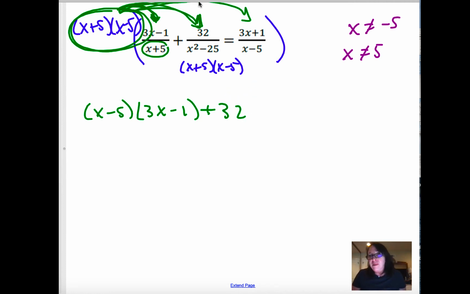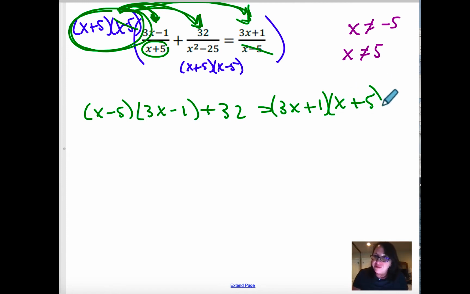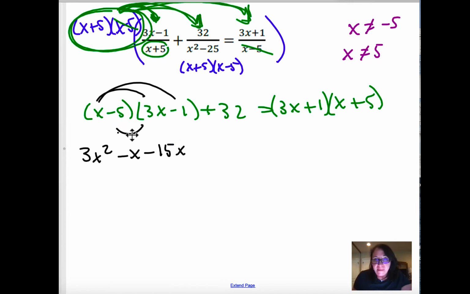And then lastly, when I multiply this by this last term, the x minus 5s do cancel, and I'm left with 3x plus 1, and then that's times x plus 5. So now all I have to do is multiply everything out and see what happens. So we've got x times 3x, which is 3x squared. x times negative 1 is negative x. And then this will be minus 15x. And this will be plus 5. Then it'll be plus 32 equals.